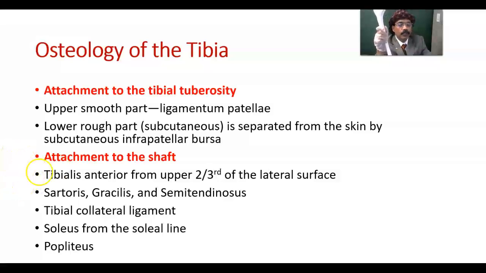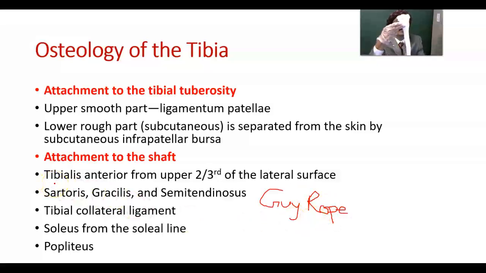Then, very important, the upper part of the medial aspect of the tibia; here is the medial side, toward the medial malleolus. We have three muscle insertions: sartorius, gracilis, semitendinosus. They are sometimes called the guy rope, because these three muscles insert here.